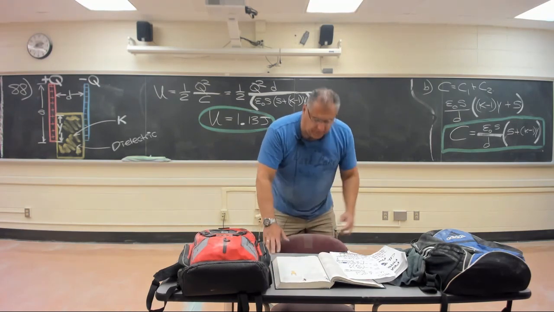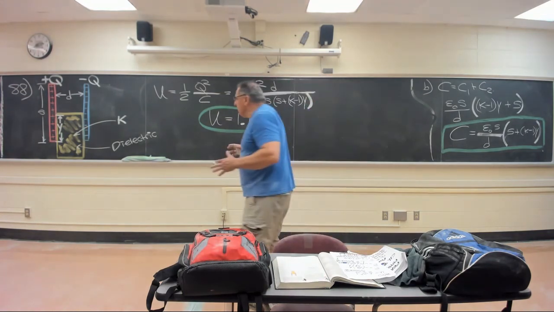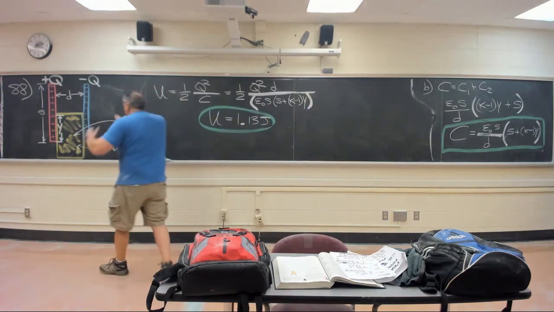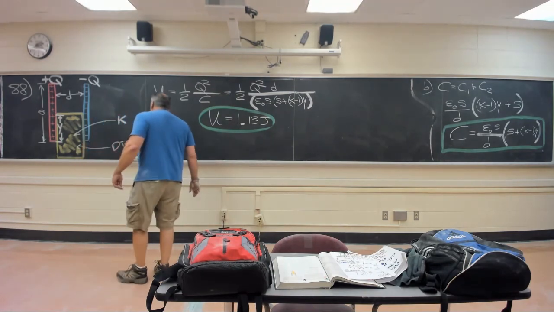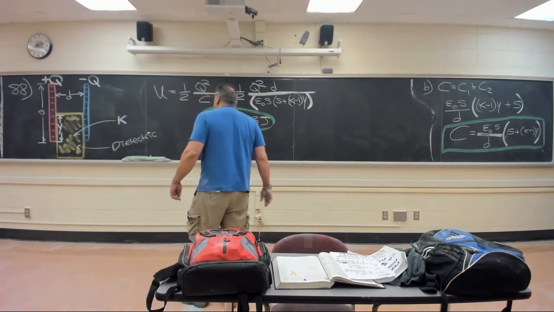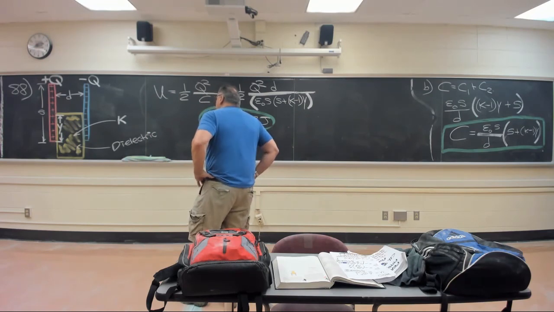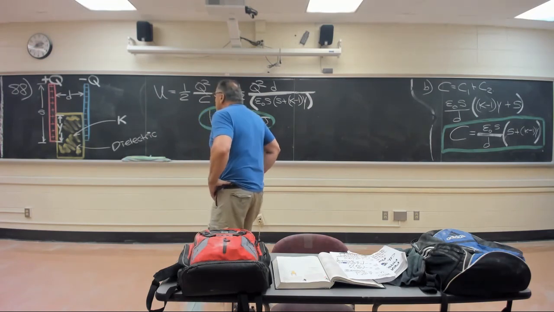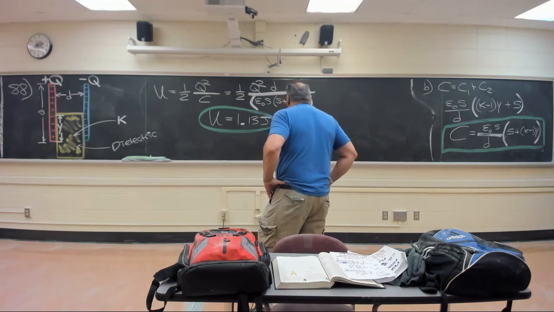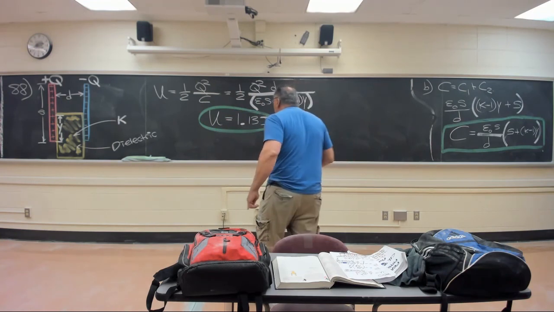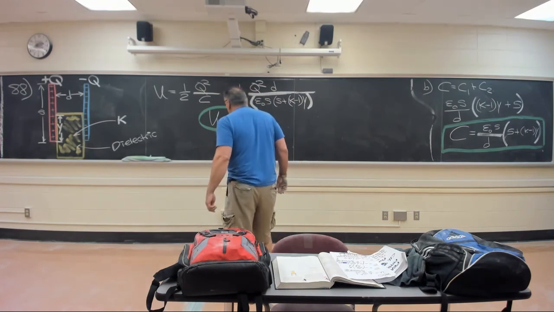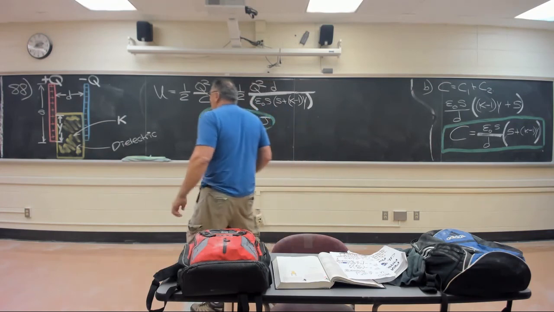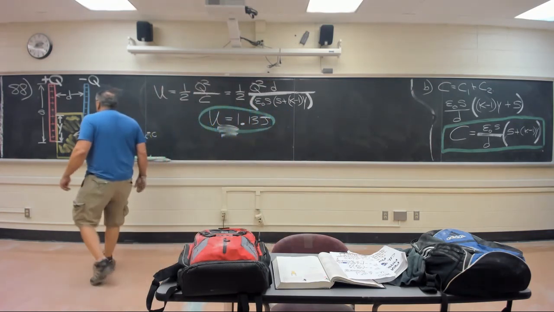You know, while this porcelain dielectric is inserted into the capacitor, what's going on? Well, what was happening before? What was the amount of energy stored? I want to kind of explore something on this one. This is what we got for the U here. What would the U have been before you put the dielectric in there?